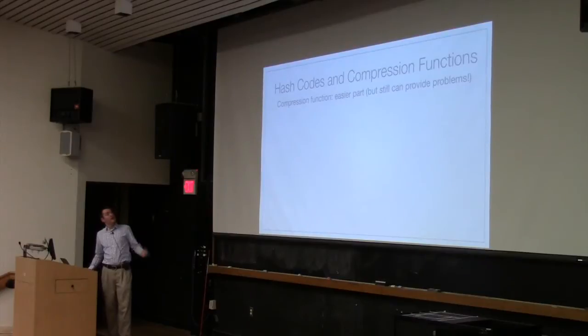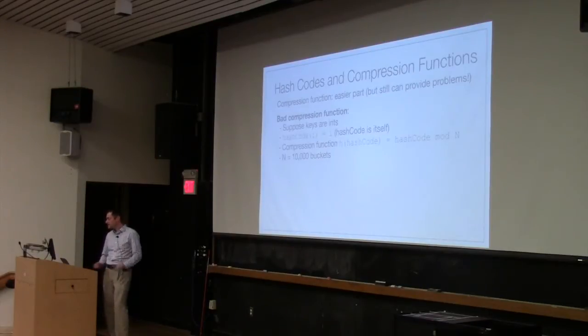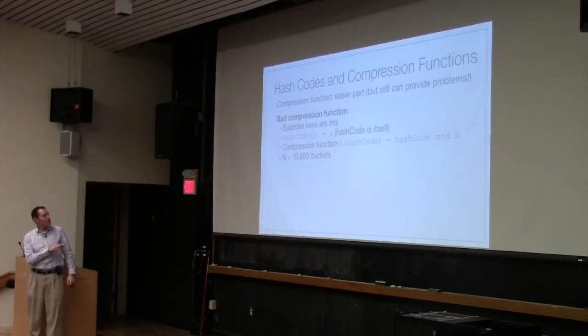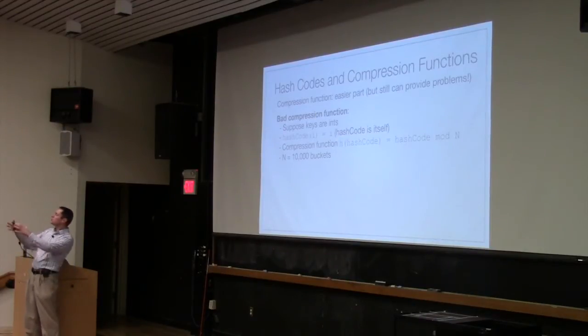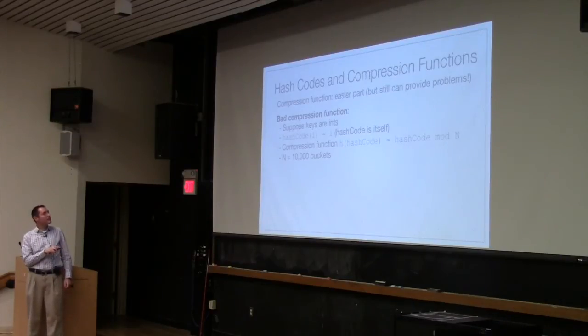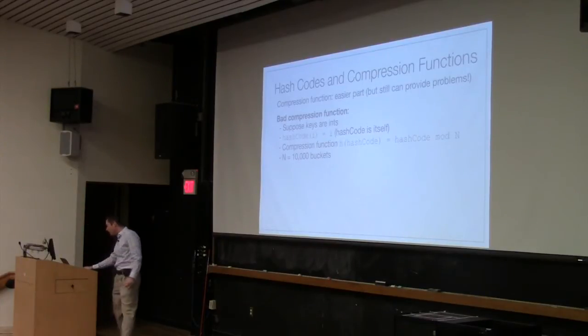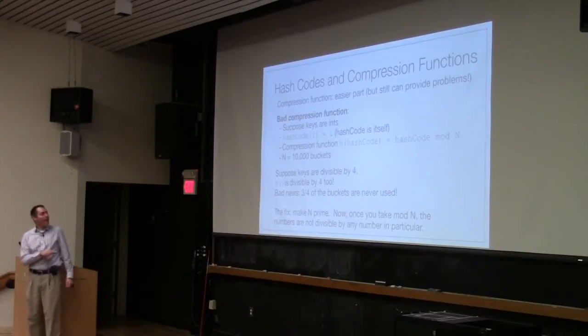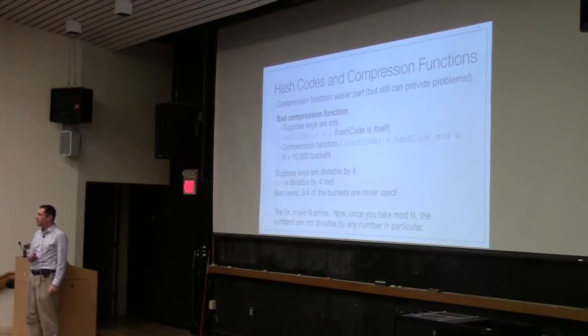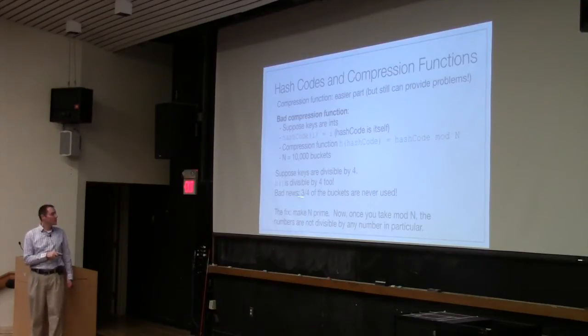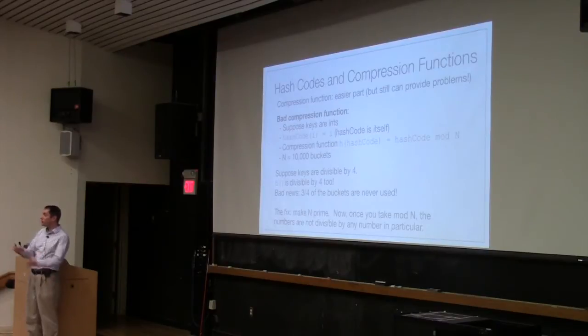Okay. The compression function is the part that actually moves the keys into the individual buckets. Bad compression functions are the ones that don't distribute things well. For instance, if you do a hash code on the integer, you end up with issues like this. If all your keys happen to be divisible by 4, and you do this hash table, your hash code is also divisible by 4. You will not use up 3/4 of the buckets, which would be a bad hash function. Remember, we want to distribute it through all of the buckets. You don't want one bucket to never get used. That would be silly, right?